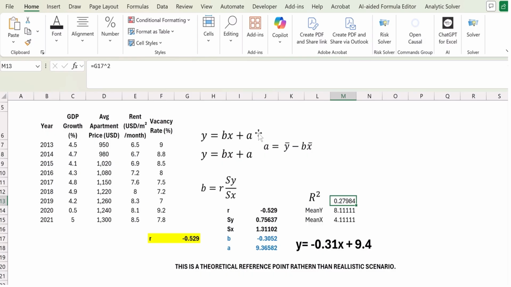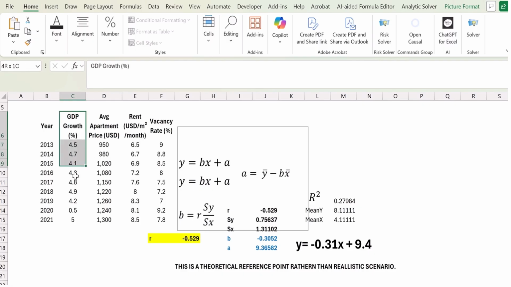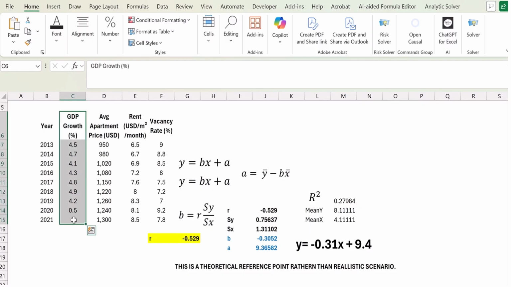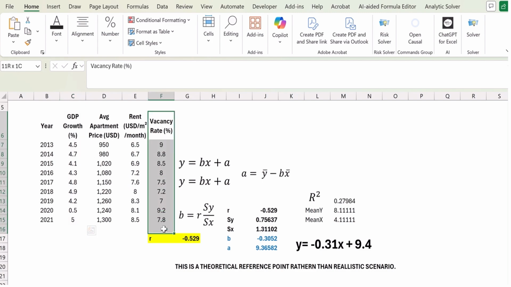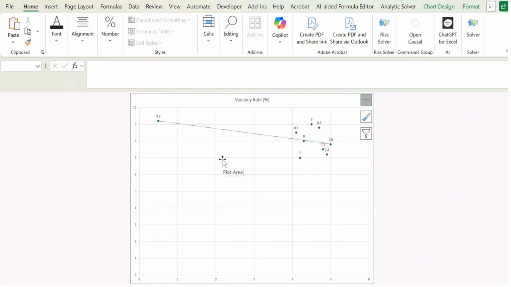In our previous video, we explored simple linear regression using data of GDP growth and apartment vacancy rates. We calculated the regression line and plotted the data in Excel. But an equation alone is not the end of the story. So now we want to interpret the data.